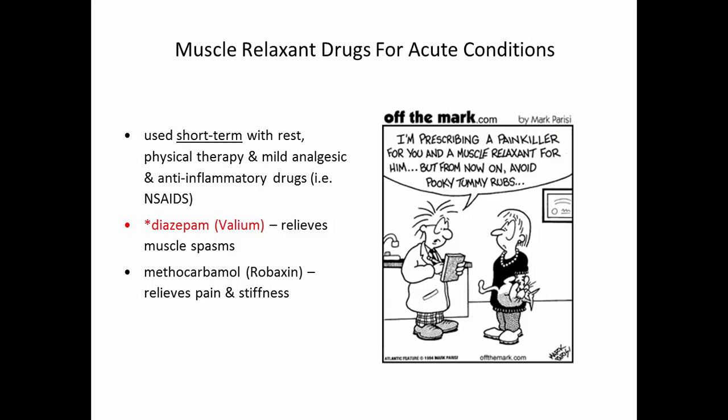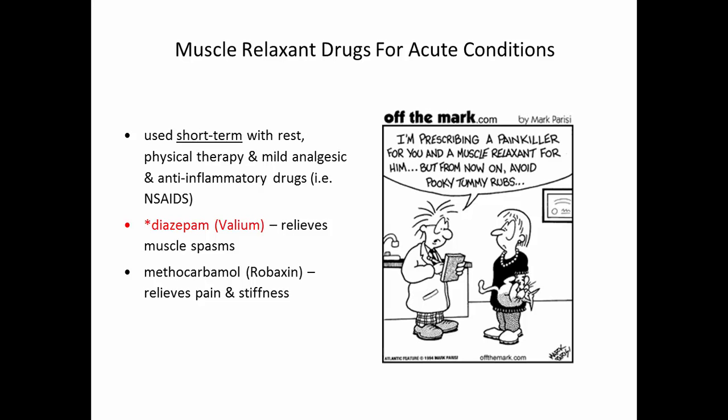Some are designed only to be used for a short period of time, and these are usually used for acute conditions, so things like injury. An example of this would be diazepam, or Valium, which relieves muscle spasms, so a person could take that over a short period of time.